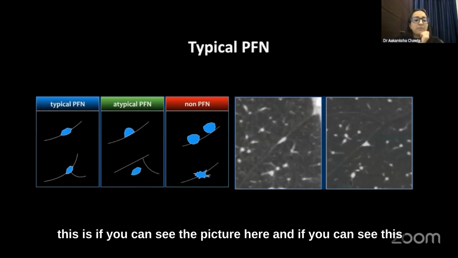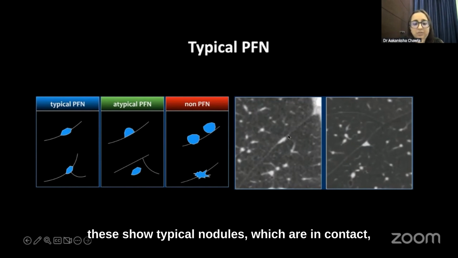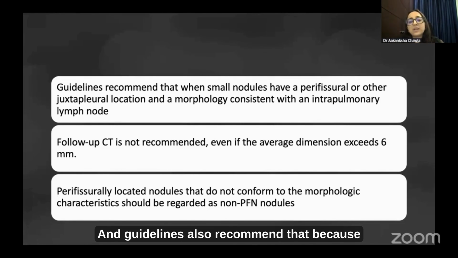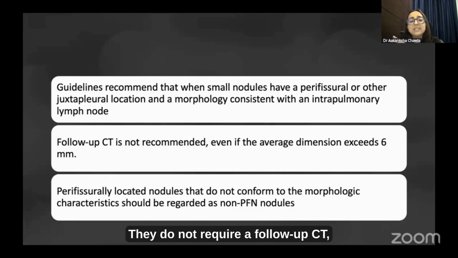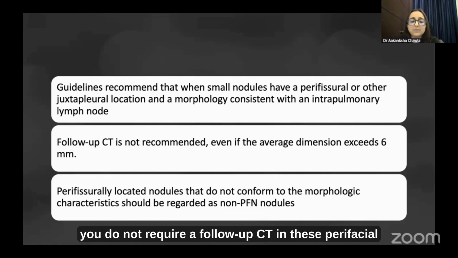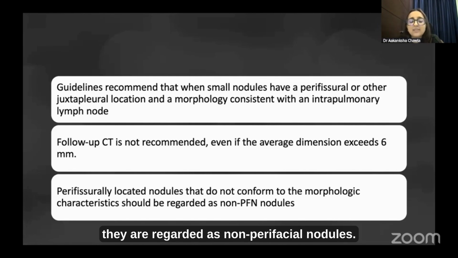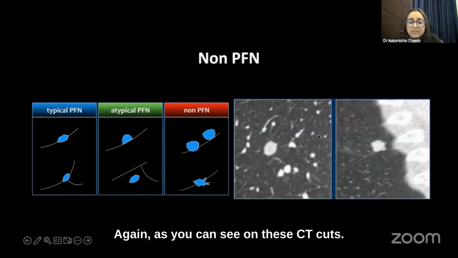Now, if you can see the picture here, and if you can see these CT cuts here, these show typical nodules which are in contact, very perifissural. And guidelines also recommend that when these small nodules have a perifissural or other juxtapleural location and a morphology consistent with an intrapulmonary lymph node, they do not require a follow-up CT. Even if the average dimension exceeds 6 mm, you do not require a follow-up CT in these perifissural nodules. And if they do not conform to the morphological characteristics, they are regarded as non-perifissural nodules. Again, as you can see on these CT cuts.